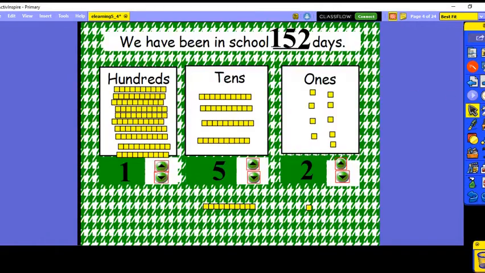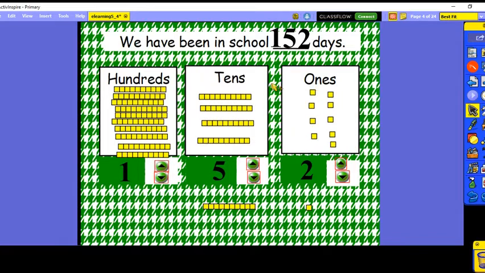Our weather today is still sunny. We have been in school 152 days. So let's look at our hundreds, tens, and ones. We're going to have to fix this to make the model show correctly.